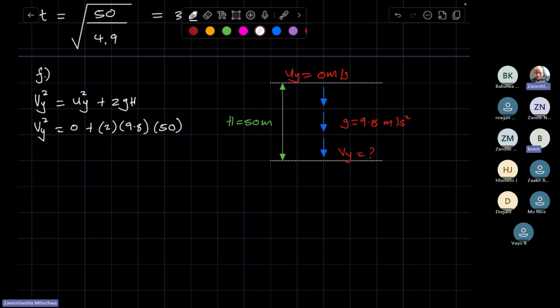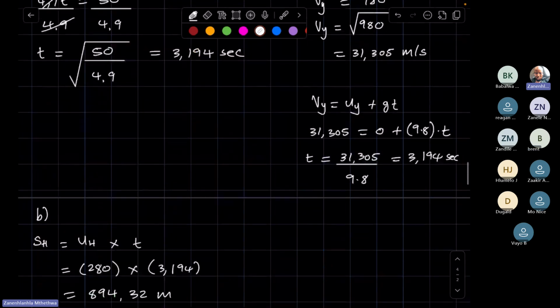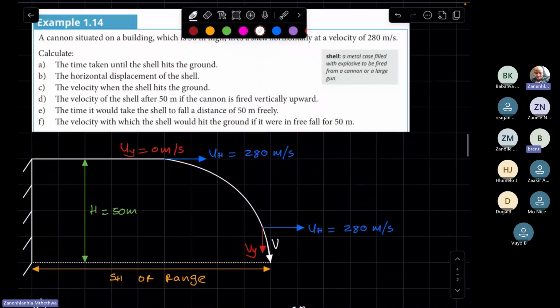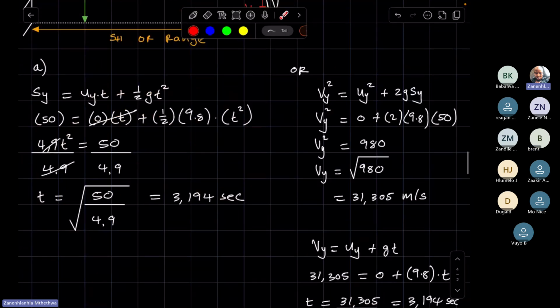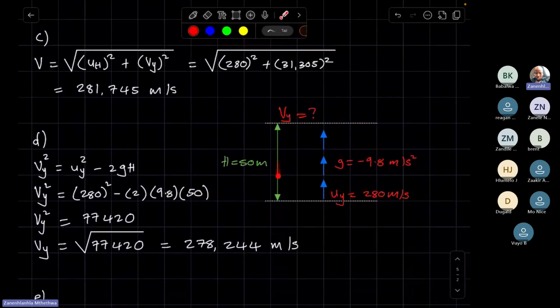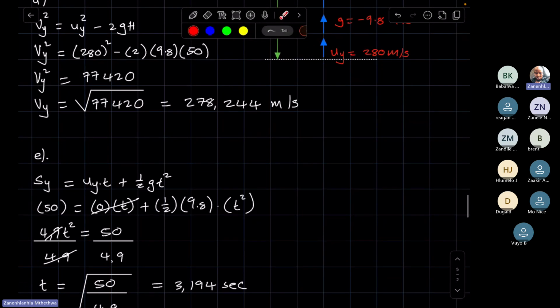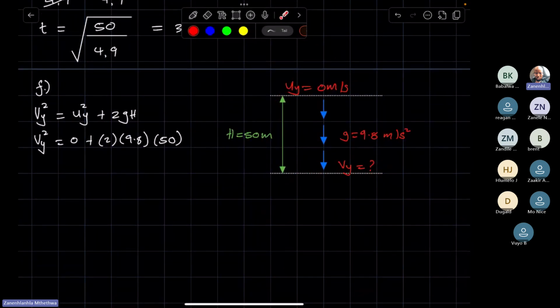Right. So I just have a question, sir. The 50, doesn't that become 100 meters now? The 50 meters, 100 meters. Can you maybe reread it? The velocity with which the shell free falls, in a free fall of 50 meters. Yes, I understand now. So the height is still 50 meters.